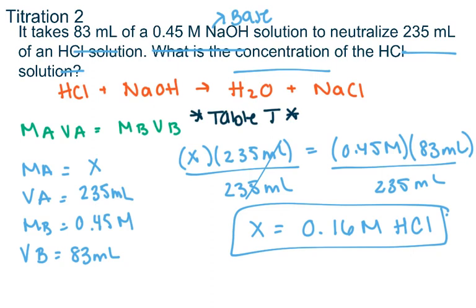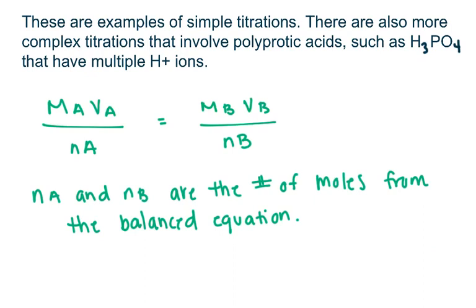So the next thing I'm going to talk about, if you don't want to listen to this, you don't have to. This is just a little bit extra if you want to learn more about titrations. Those were examples of simple titrations where we only had one H+ ion. There are also more complex titrations that involve what we call polyprotic acids. This means it has multiple H+ ions, right? Poly, multiple. So H3PO4 is an example of a polyprotic acid.